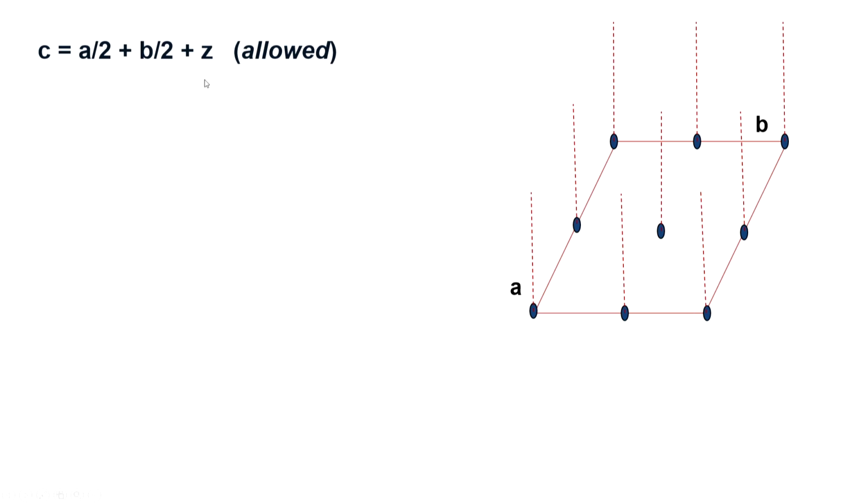Now, I am looking for some other alternative as well. Here is another possible alternative where the C vector is defined as A by 2 plus B by 2 plus Z, which essentially means that we move to A by 2 plus B by 2, and then you move up a certain distance Z to get a vector C, which is something like this. So, it is now ending on the central two-fold axis. Again this is an allowed translation, no problems.